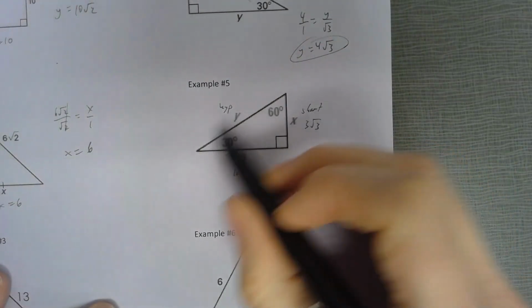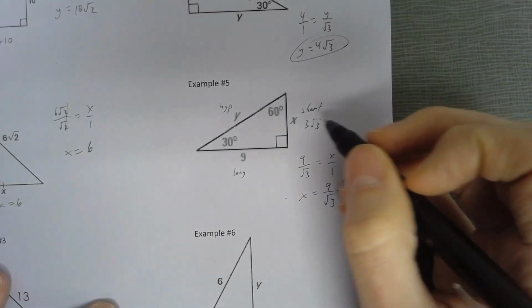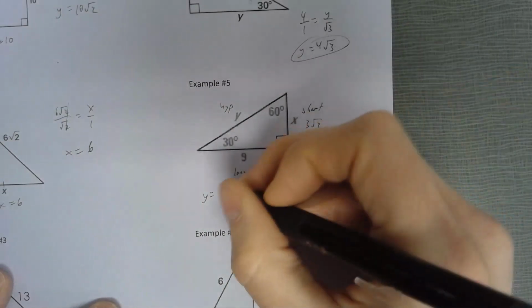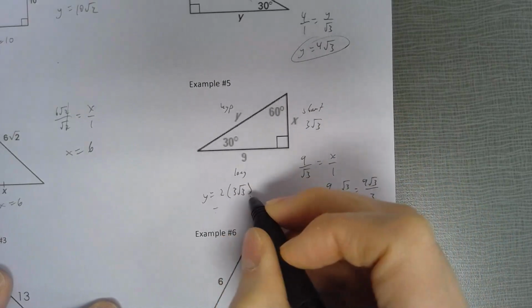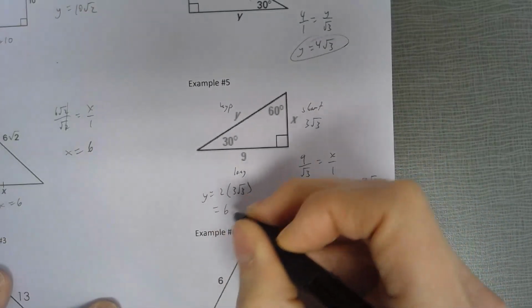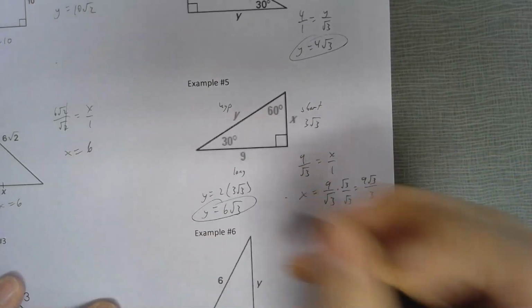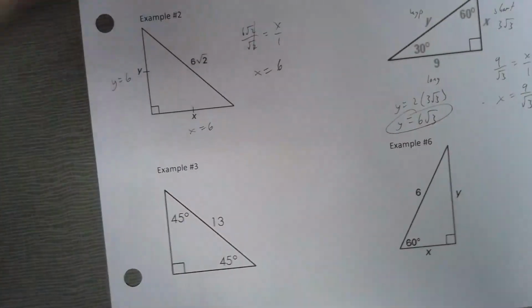And remember, the hypotenuse is going to always just be double whatever the short leg is. So we could take a little bit of a shortcut here and say that y is just 2x. So it's 2 times 3 root 3. And when we multiply, we can multiply the stuff that's outside the square root together. 2 times 3 is 6. So we have 6 root 3. Okay, 6 root 3.